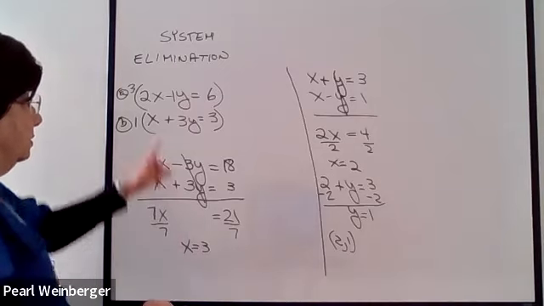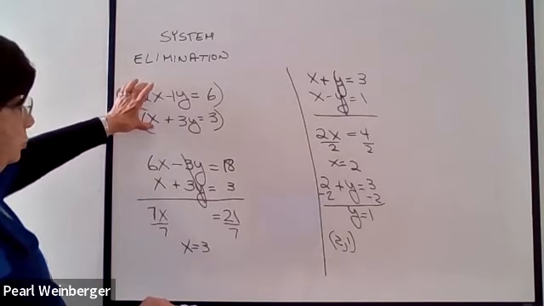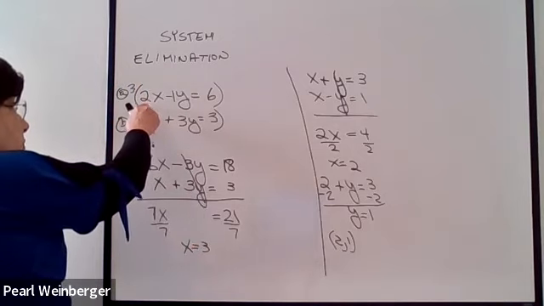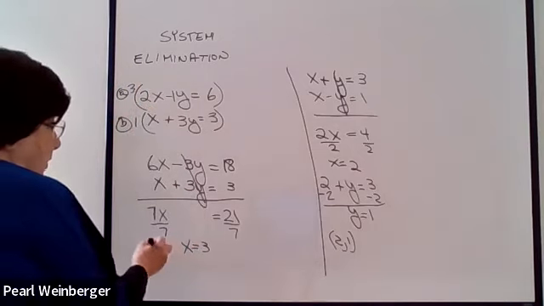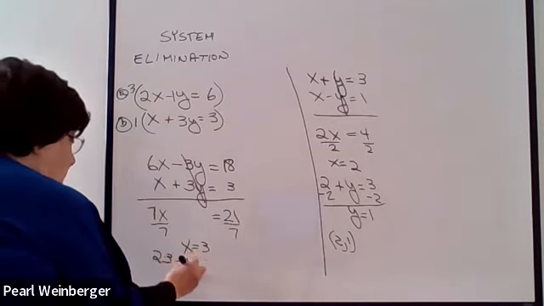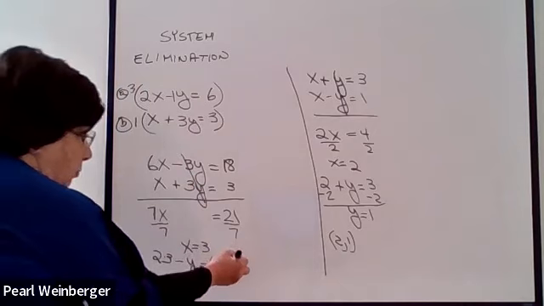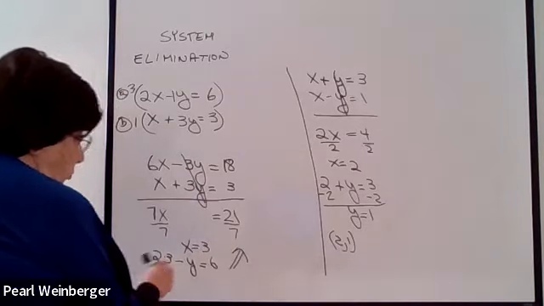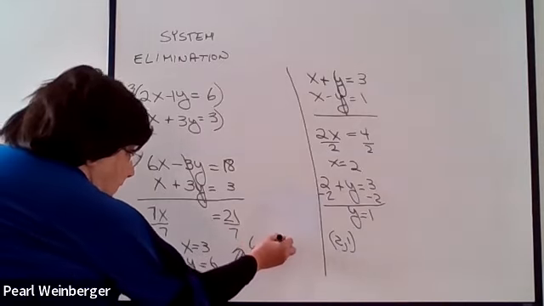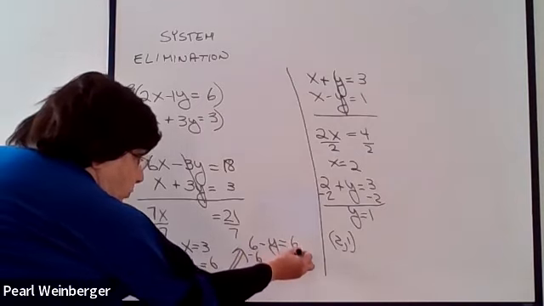Once I have what my x is, I can go to either one of my first equations, go back to the original, and replace the x with 3. So in this first equation, if I use that, it'll be 2 times 3 minus y equals 6. 2 times 3 gives me 6. 6 minus y equals 6. I can now find what the y is by subtracting 6 from both sides.